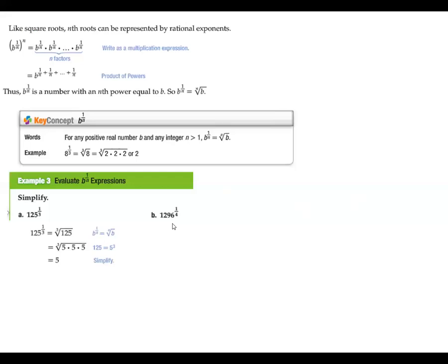1,296 to the 1/4 power, I can write as the 4th root of 1296. And that means I need to find 4 numbers that multiply together to give me 1296. Well, turns out it's 6 times 6 times 6 times 6. So the 4th root of 1296 simplifies to just 6.